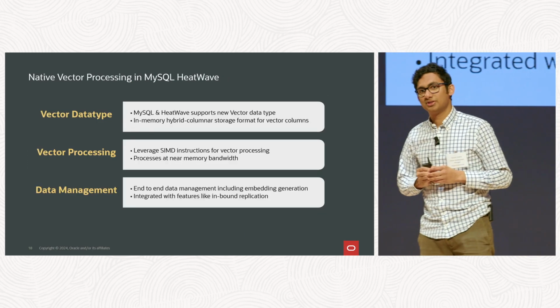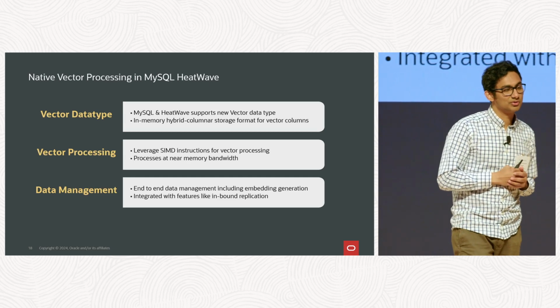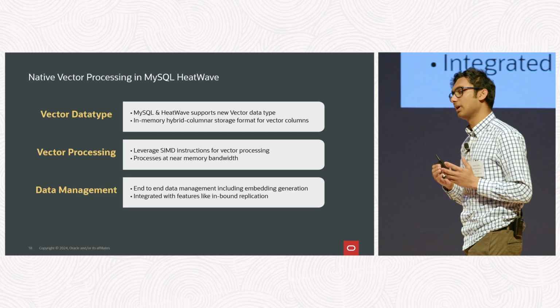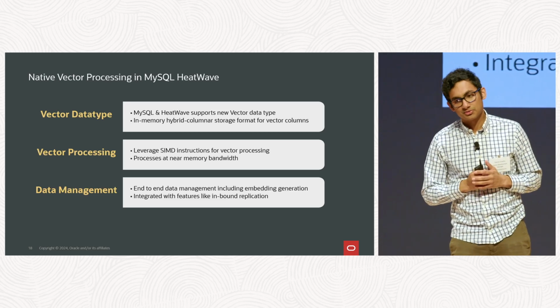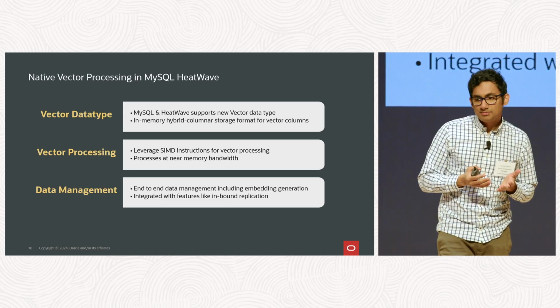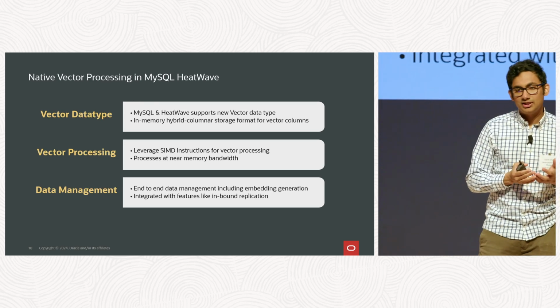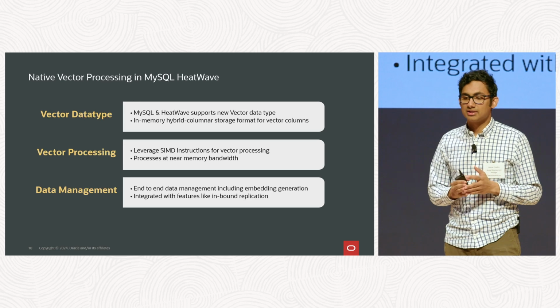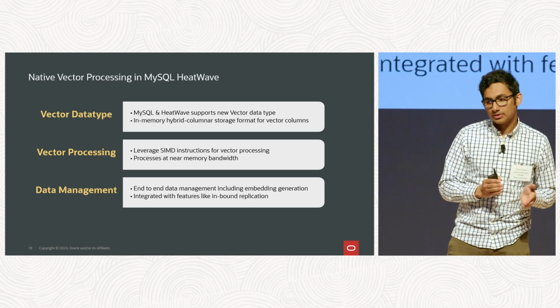We've heard a lot about vector types and vector store today. So let me tell you a little more about it and how we have added it to HeatWave and HeatWave Lakehouse. A vector data type is essentially an array of floating-point numbers, and this has been added as a native data type in MySQL.